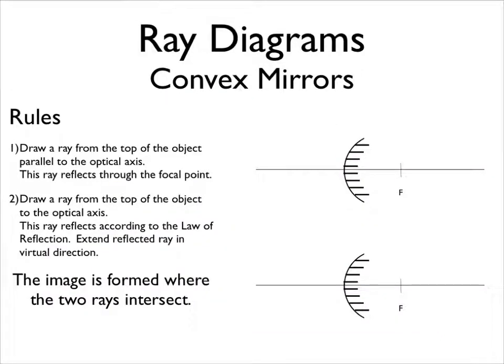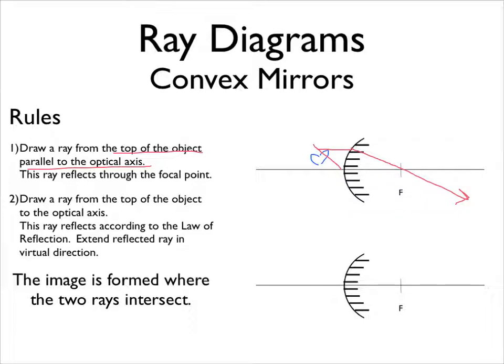So we're going to start out, and that heart worked pretty well, so I'm going to do the heart again. Let's do the heart here. And so now we're going to draw a ray from the top of the object parallel to the optical axis. So here's our object, there's our optical axis. It's going to reflect through the focal point. So it's going to go that direction. Now the second part is we're going to draw a ray from the top of the object to the optical axis at the mirror. So it's going to go from here to there.